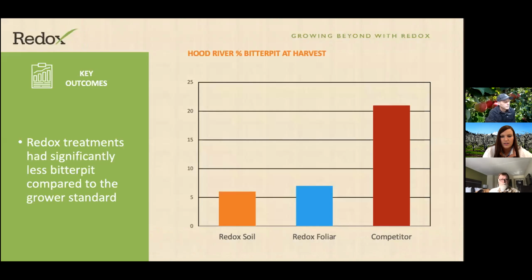And then this is just another example where we did a redox soil program, so pretty much Mainstay Calcium, and then we did the Mainstay Calcium plus VSI against a competitor program. And this is a bitter pit count that was done on harvest of what was on the trees. And so you can see the significant reduction in the amount of bitter pit compared to the competing program.